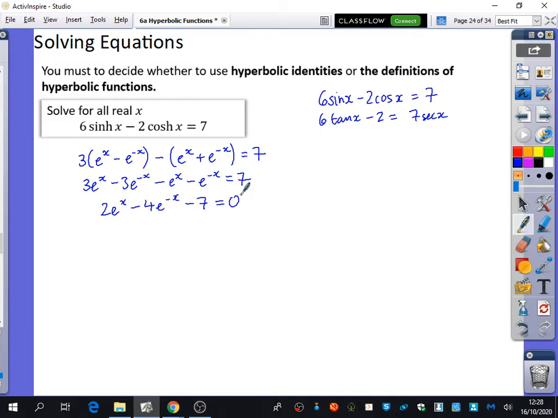What next? Good. This is the version of things that looks like a quadratic. So we want to make it a quadratic by multiplying it by e to the x. So we get 2e to the 2x minus 4 minus 7e to the x. So just putting it in the standard quadratic way that we have, we get this. And then I'm going to do my quadratic solver.